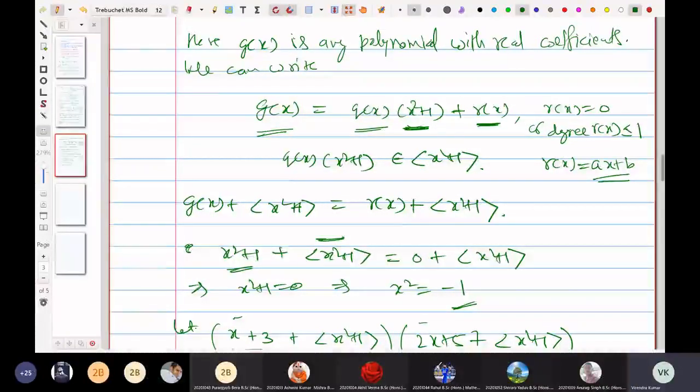There are two possibilities. You can write it exactly like this: degree less than or equal to 1. Either its degree is 1, or R(x) is 0. Can we have degree 0 also? Yes, in case of a constant. If R(x) equals b, then in this case the degree becomes 0, in case b is not 0.